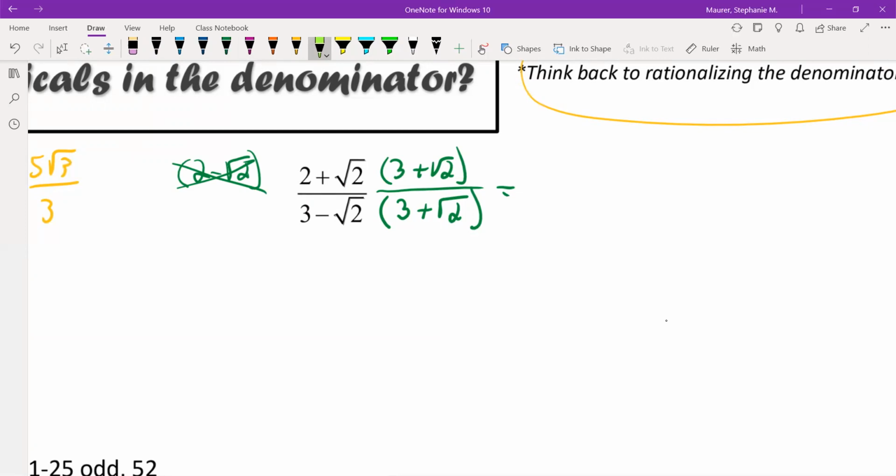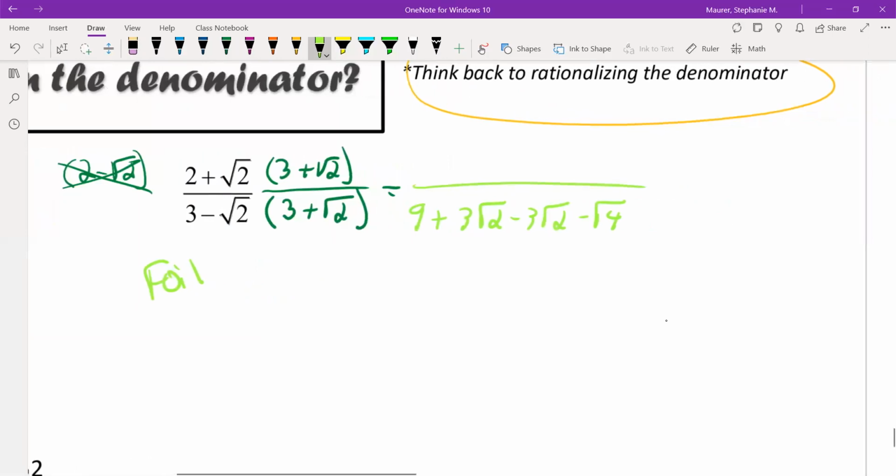In which case, if I FOIL this, I would do 3 times 3 gives me 9. 3 times the square root of 2 is going to give us a 3 square root of 2. Then a negative 3 square root of 2, and then a minus square root of 4. On the top, yes, you're going to have to FOIL again. It's not going to be as pretty, but we're going to do it anyways. So that's 6 plus 2 square root of 2 plus 3 square root of 2 minus the square root of 4.